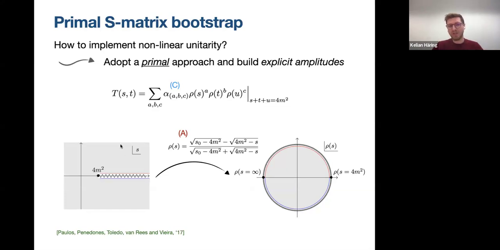And so we do a map from the cut plane to the unit disk, where this physical region is mapped to the upper half unit disk. And this map is simply this rho map that is now quite standard in the literature. And to impose crossing, we simply do an expansion in these rho S, rho T, and rho U variables that we then project on the constraint S plus T plus U, and we symmetrize the coefficients in front. And so now we have an amplitude which is explicitly analytic and crossing symmetric. And what is left to do is to impose unitarity.